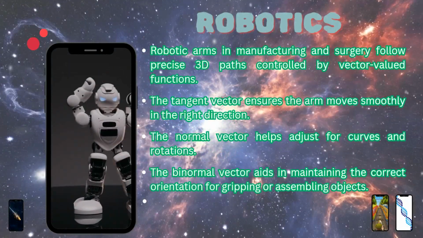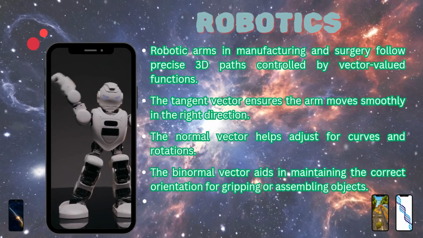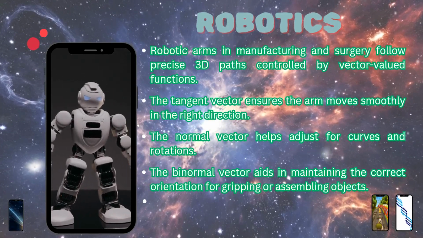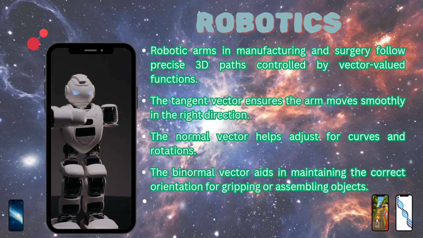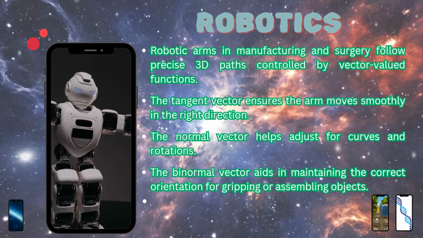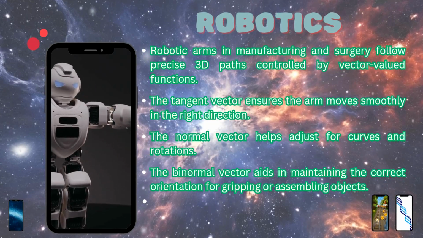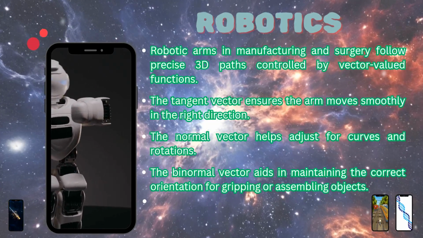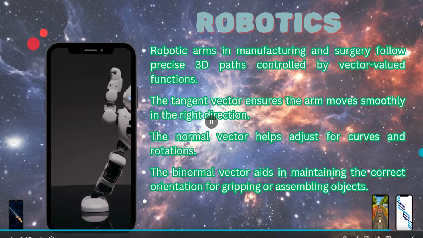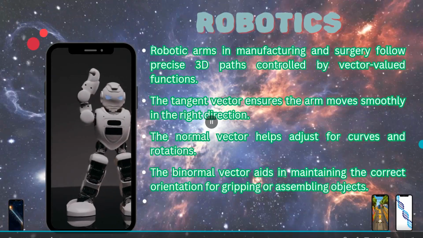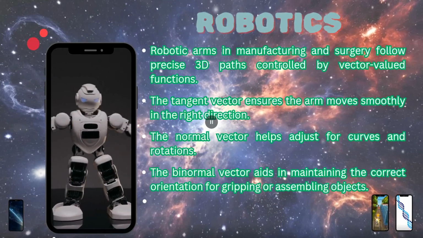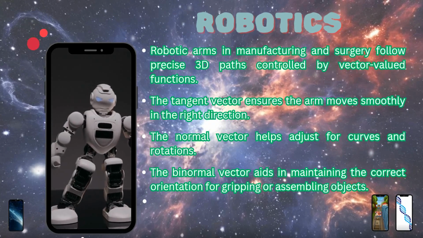Now let's look into the robotic field. Robotic arms in manufacturing and surgery follow precise 3D paths controlled by vector-valued functions. The tangent vector ensures the arm moves smoothly in the right direction. The normal vector helps adjust for curves and rotations. The binormal vector aids in maintaining the correct orientation for gripping or assembling objects.